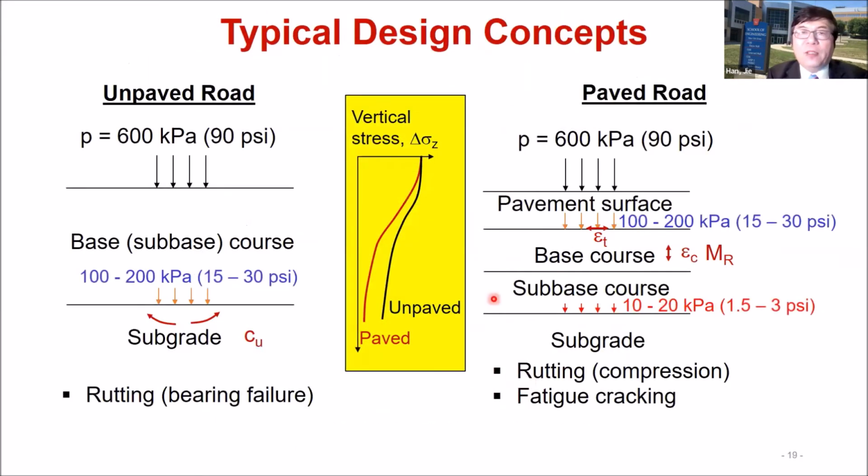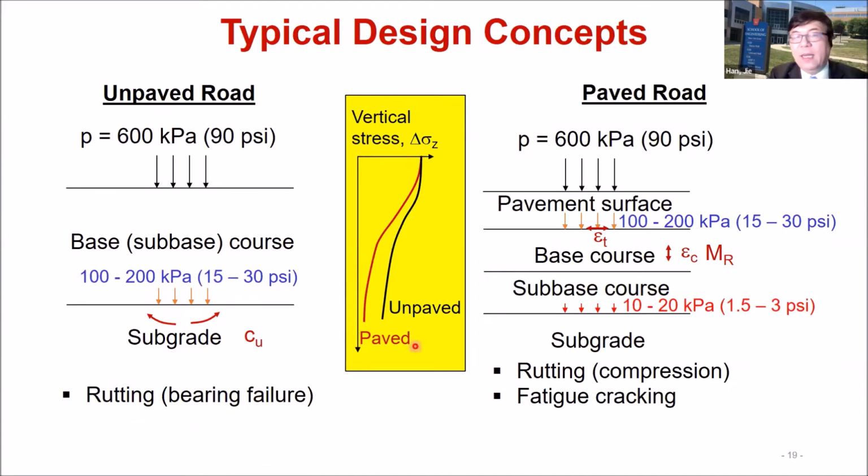Okay? So this is basically to fulfill the filtration requirement. Now let's talk about the typical design concept. I try to use 2 different cases, one with unpaved road, one with paved road. Let's assume we have a tire contact pressure of 600 kilopascal on the base course material. As we know from the Boussinesq solution, the pressure will decrease from the surface with depth. But at this point, the pressure may be 100 kilopascal.